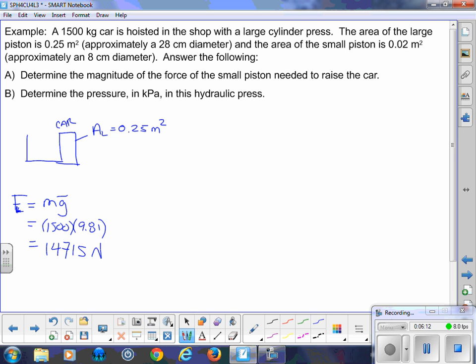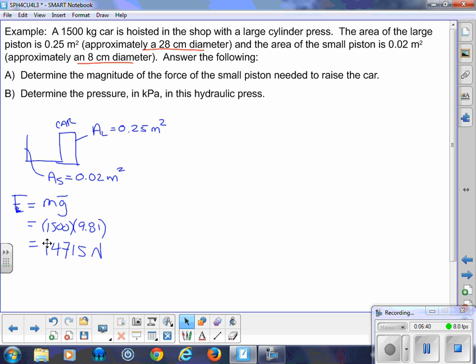Now the small piston, this is the little cylinder that your hydraulic pump is running. The area of the small cylinder is 0.02 meters squared. And that's about 8 centimeter diameter. So those numbers that are in the brackets here are simply just to give you a visual on how big we are talking here. So an 8 centimeter diameter, you can wrap your two hands around that cylinder, maybe even smaller than that.